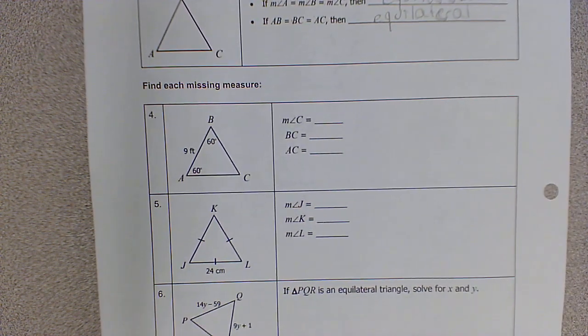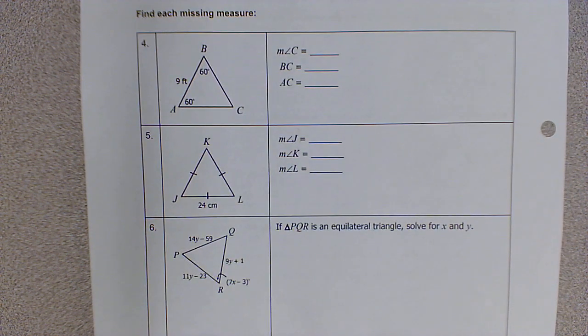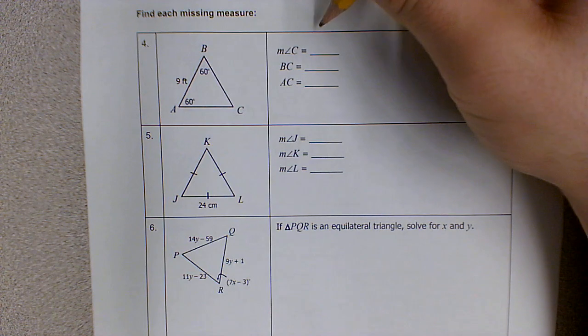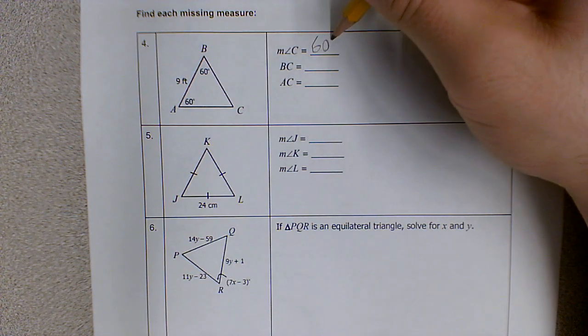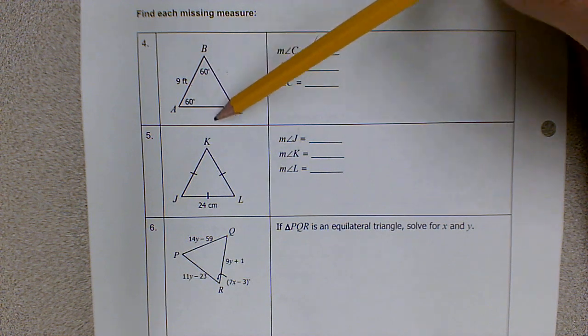So, I'm going to do the same thing as I did on the front. I will solve question 4 and leave you to try 5 and 6 on your own. So, question 4 is pretty easy. We're given that 2 of these angles are 60. This last one has to be 60 as well. This one side is 9 feet. The other 2 sides have to be 9 feet.